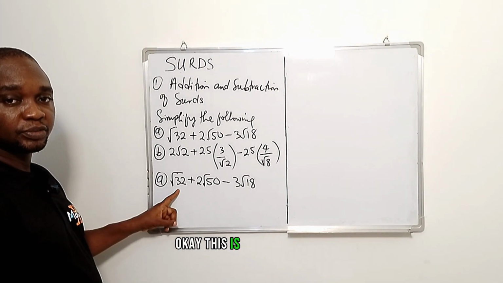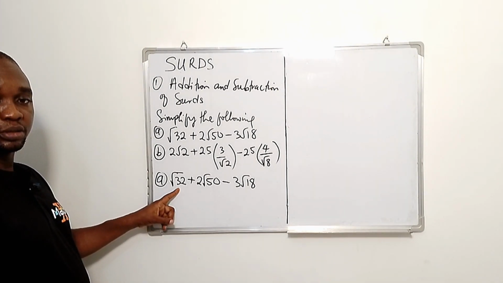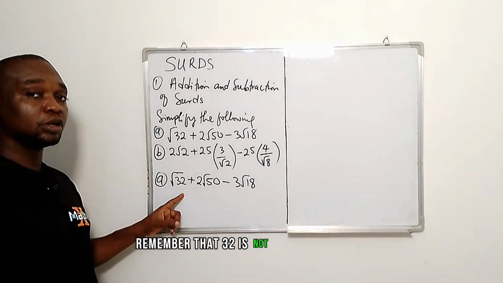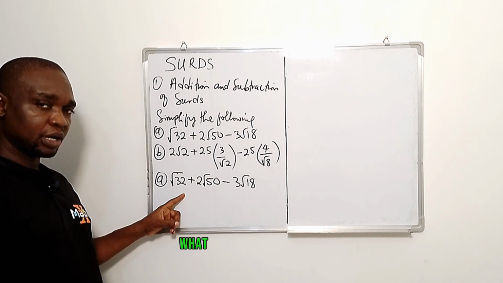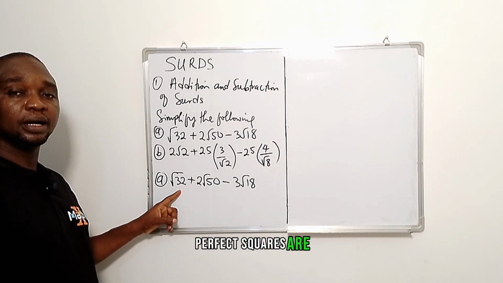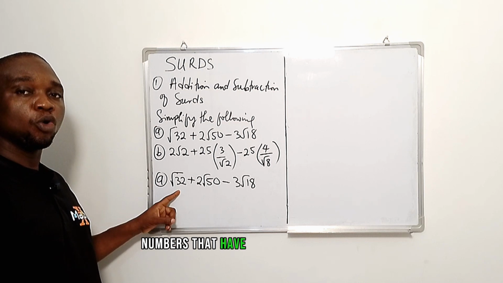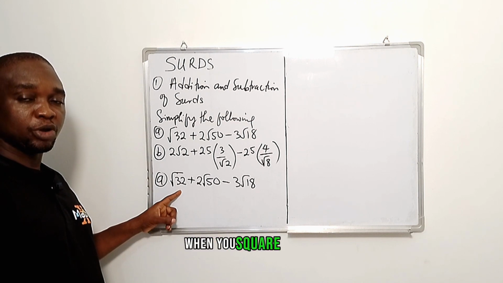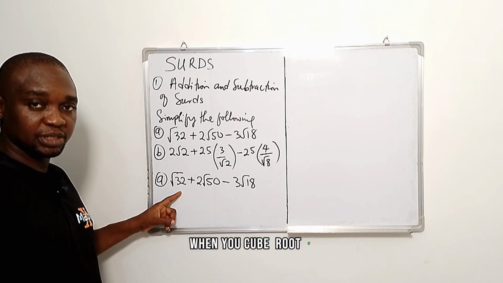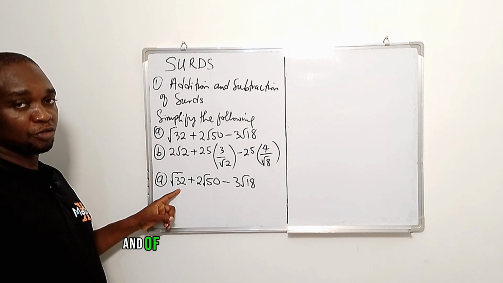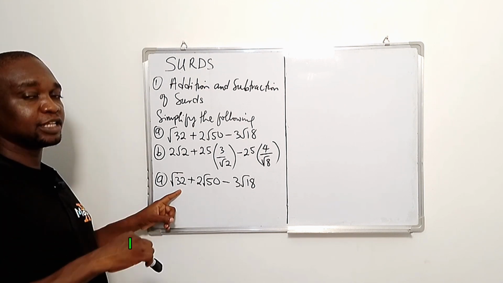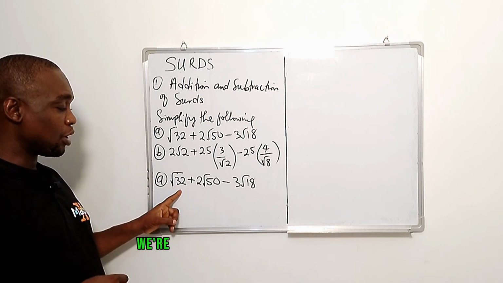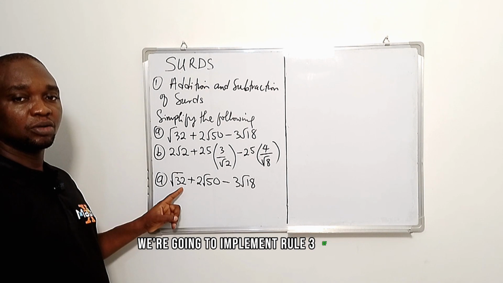This is rule 3 of surds. We have square root of 32. Remember that 32 is not a perfect square. What are perfect squares? Perfect squares are numbers that have whole number roots. When you square root it, you end up having a whole number. And of course, those numbers are not irrational. I explained that in our previous video. So for this number 32, we're going to implement rule 3 of surds.